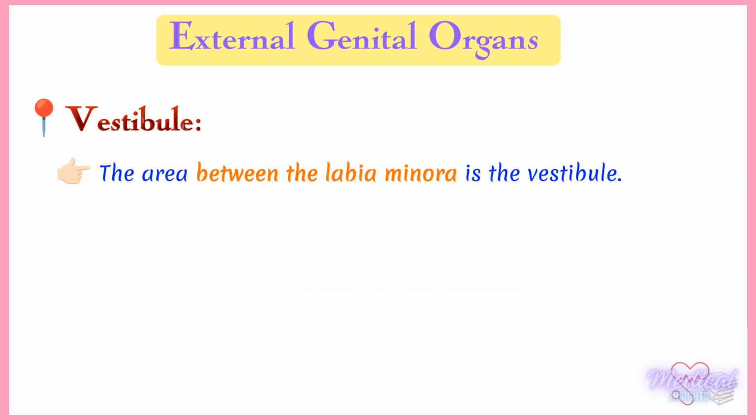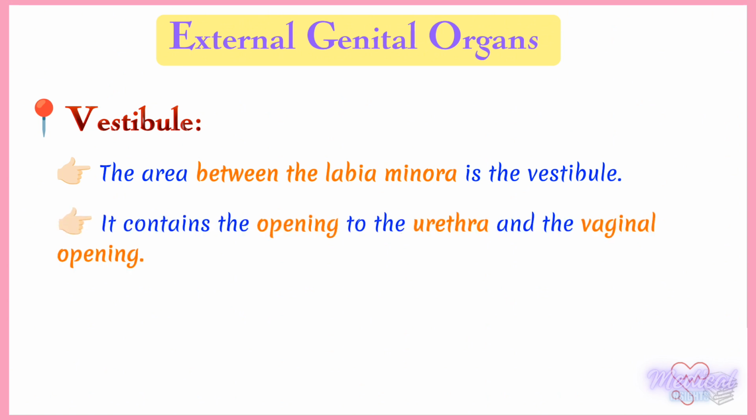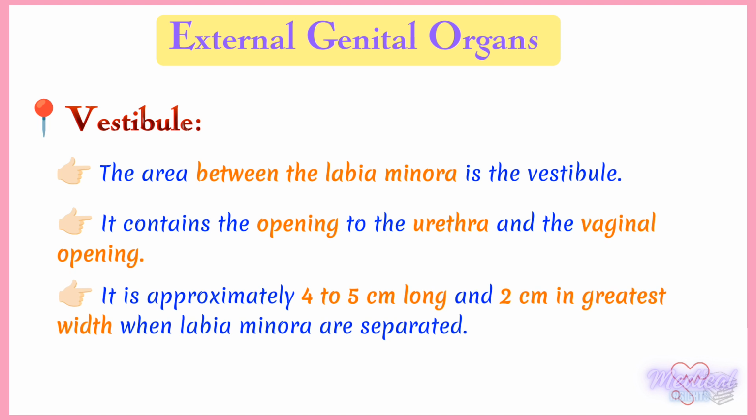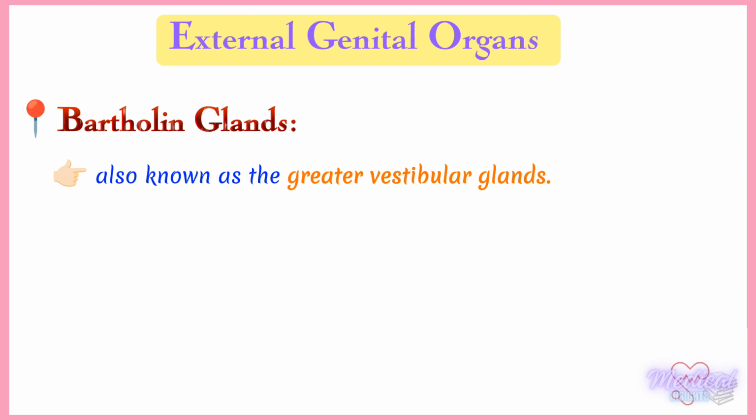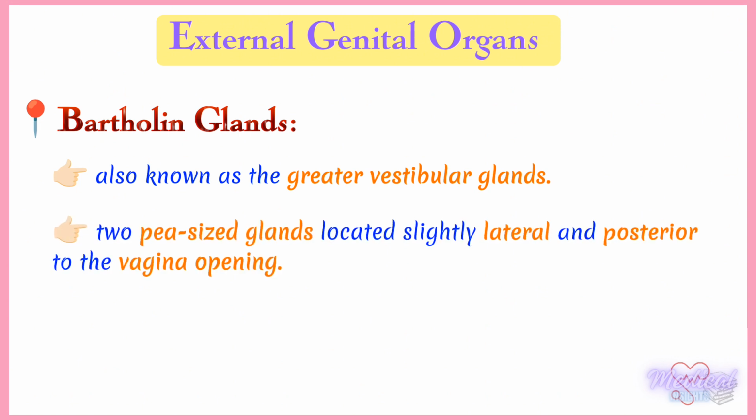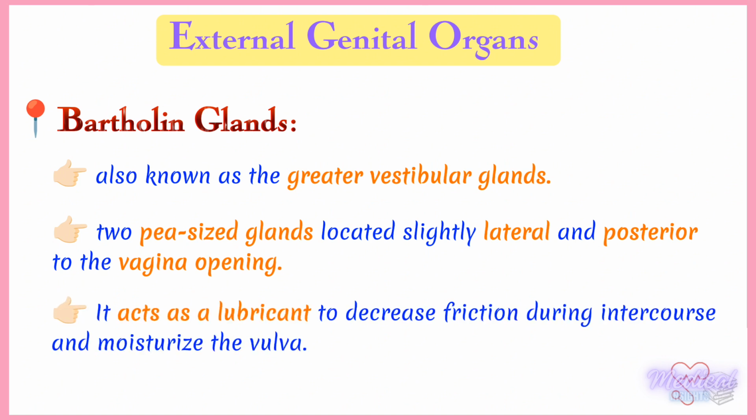Vestibule. The area between the labia minora is the vestibule. It contains the opening to the urethra and the vaginal opening. It is approximately 4 to 5 cm long and 2 cm in greatest width when the labia minora are separated. Bartholin gland. It is also known as the greater vestibular glands. It is two pea-sized glands located slightly lateral and posterior to the vaginal opening. It acts as a lubricant to decrease friction during intercourse and moisturize the vulva.